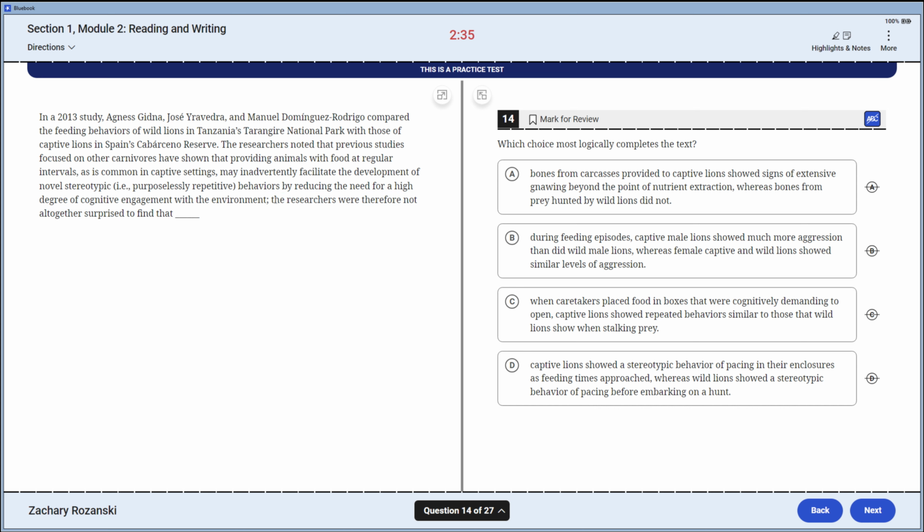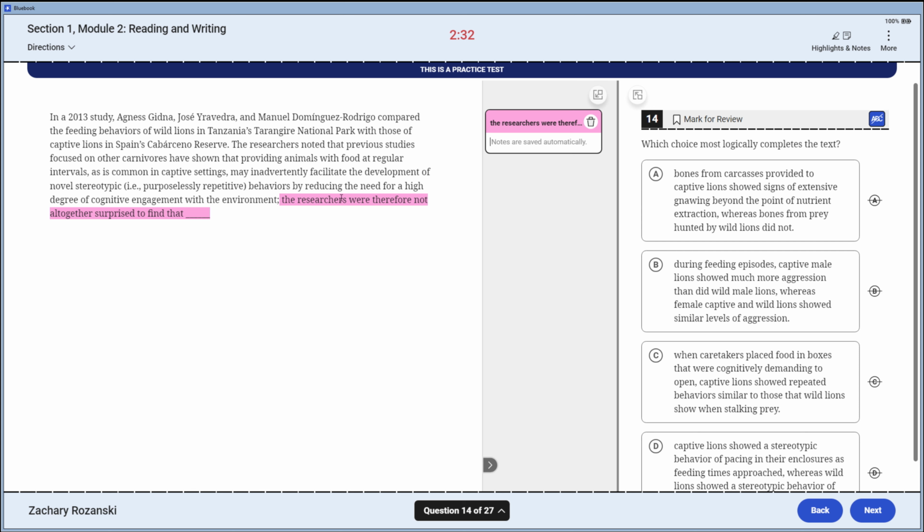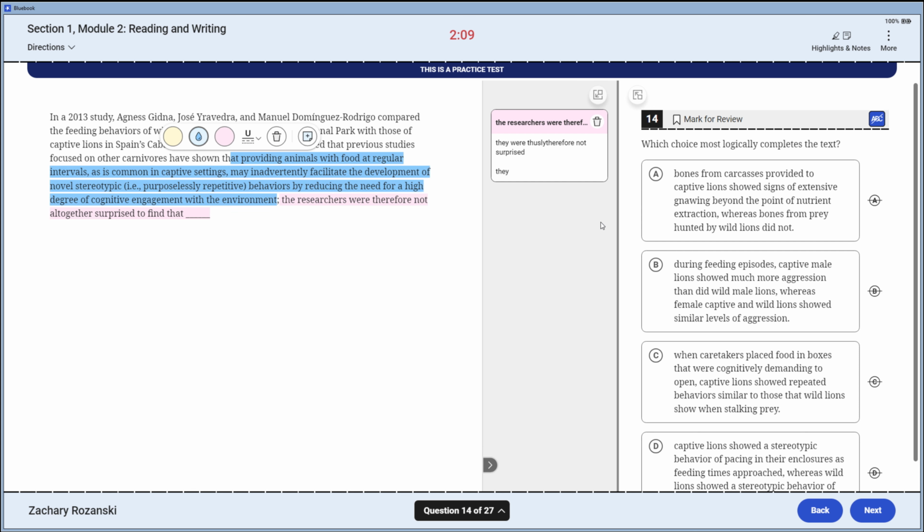Logically complete the text. The researchers were... therefore not surprised. They were not surprised. So they were the same findings, but by what? Let's read the previous sentence and see what we've got. The researchers noted that previous studies focused on other carnivores have shown that giving snacks at regular times happens in animal jail. Zoos are great. I'm just popping off here.